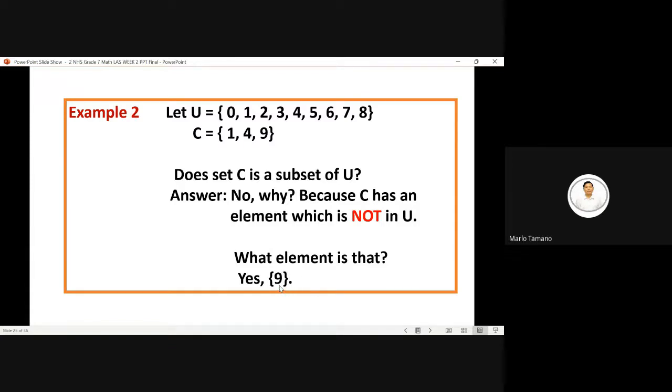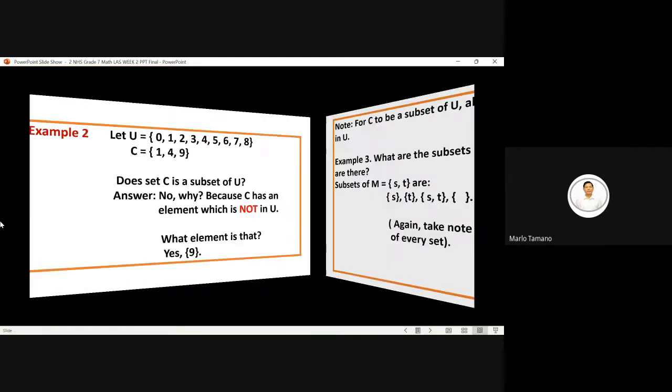Yes, that is 9. Okay, so 1, 4 can be found at the universal set. So this one, we have here 1, we have here 4. The 9 of C itself, no, is not found at the universal set. Okay, so we cannot say that set C is a subset of U. Is it clear? All right, continue.